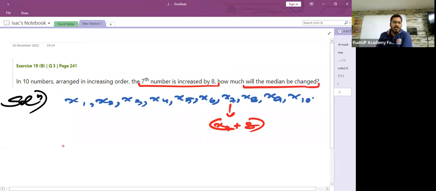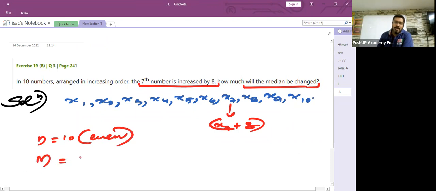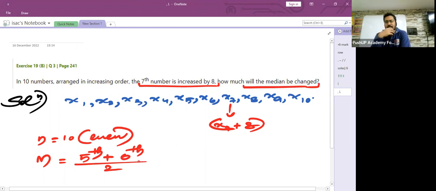All right. But children, the number of terms is what? 10. 10 is an even number. And if you have to find the median value, it should be the n by 2, which is the 5th term, plus n by 2 plus 1, that is the 6th term. So the 5th term plus the 6th term whole divided by 2. This is how you will find the median value, isn't it?